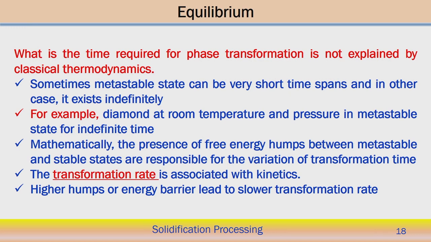So the transformation is better represented with kinetics, that is, the rate of the transformation, but kinetics in this case cannot be explained by classical thermodynamics. It can be represented in a different way. The higher the bumps, or the larger the energy barrier, the slower is the transformation. We can get relative information on whether it is slow or fast by looking at the energy humps or barriers associated with any metastable state, but we cannot exactly predict the rate of the transformation.